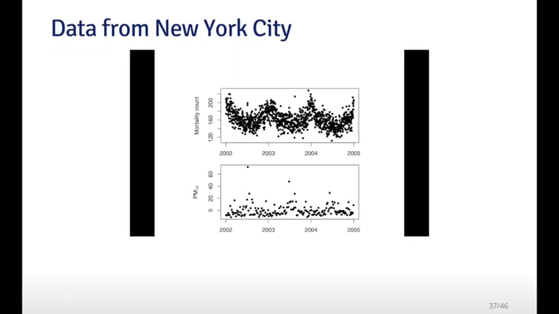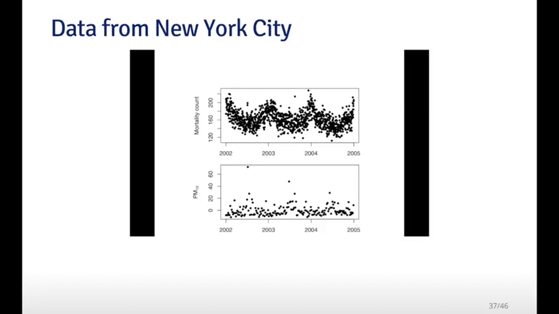So this is what the data typically look like. You have death counts, this is in New York City, going for a couple of years here, and then you have particulate matter levels down here at the bottom. And you can see there's not as much particulate matter data as there is mortality data because there's a lot of missing data. Basically you just want to say, is this top thing correlated with this bottom thing?